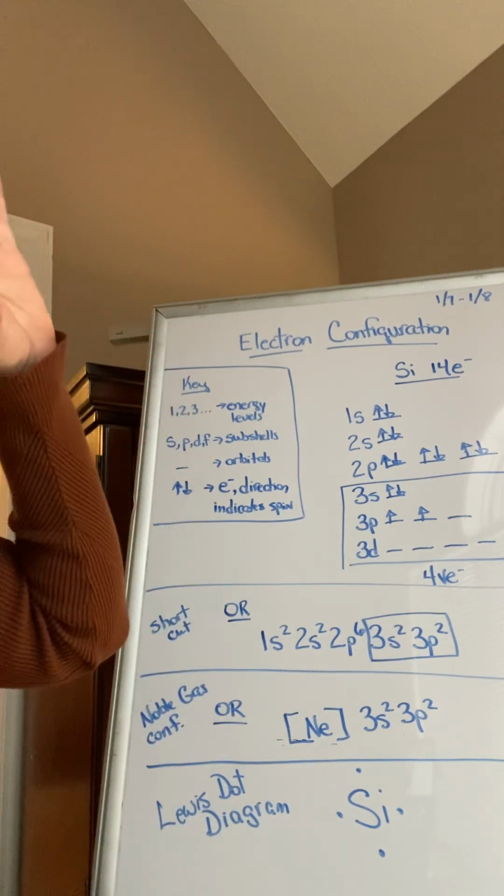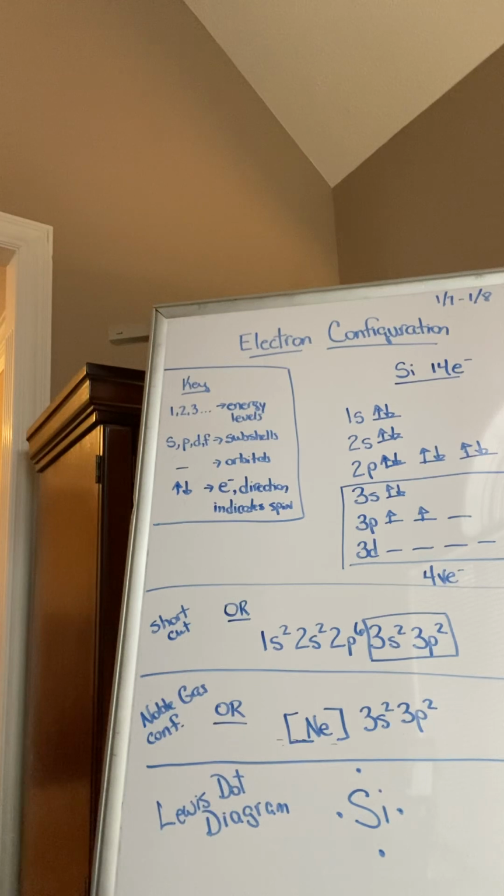P looks like a dumbbell, so remember that there are 3 orbitals in there, and then they have to do with 3-dimensional space. So you'll have one dumbbell shape that's oriented in the x-axis, another oriented in the y-axis, and a third oriented in the z-axis.